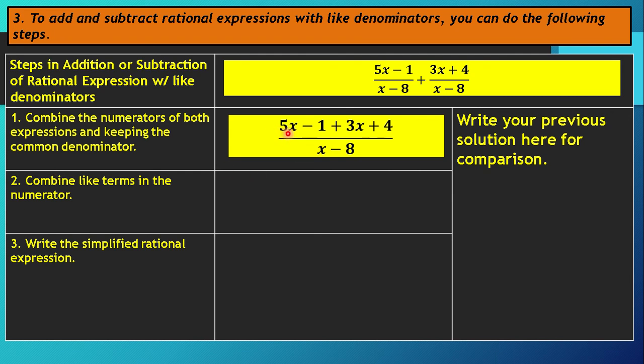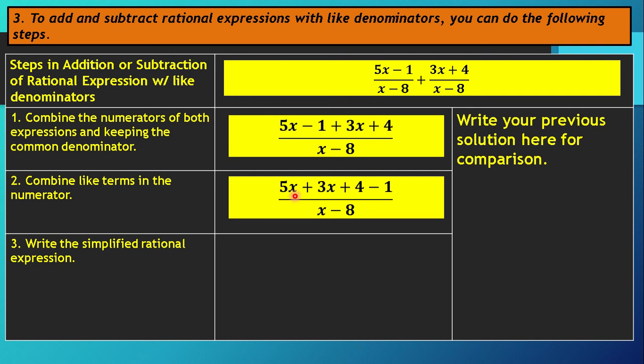Next is to combine like terms in the numerator. Itong 5x is a term similar to 3x. Yung negative 1 and 4 are similar terms. So, yun yung mga pagko-combine natin. So, 5x plus 3x, pinagsama natin, plus 4 minus 1 over the common denominator.